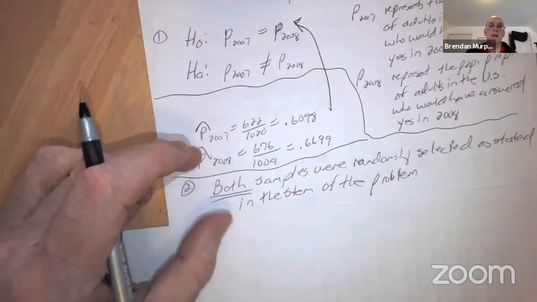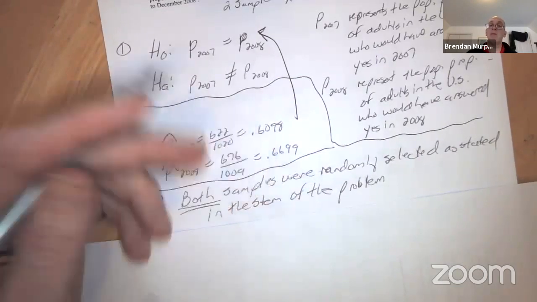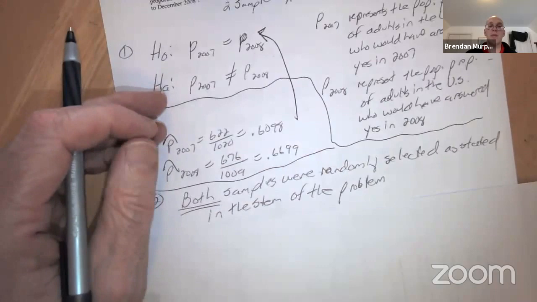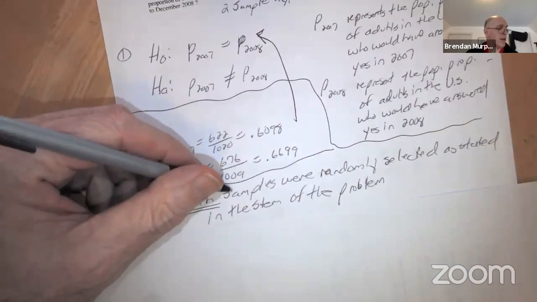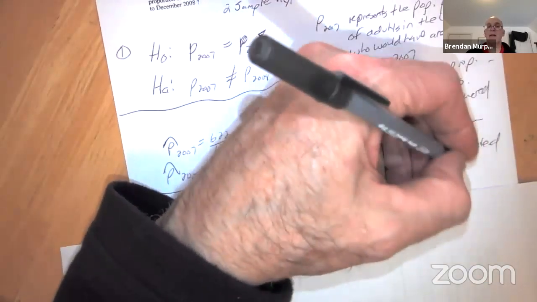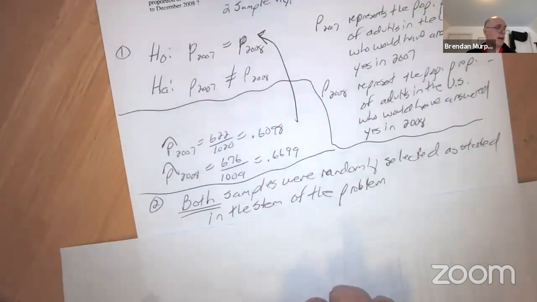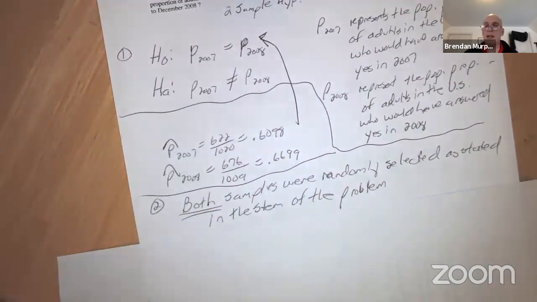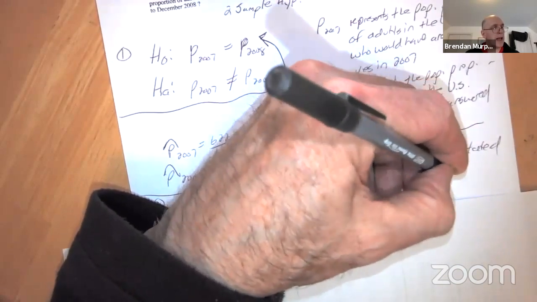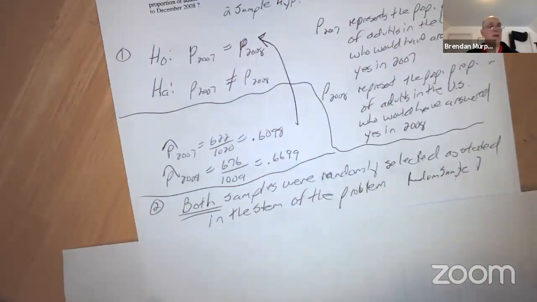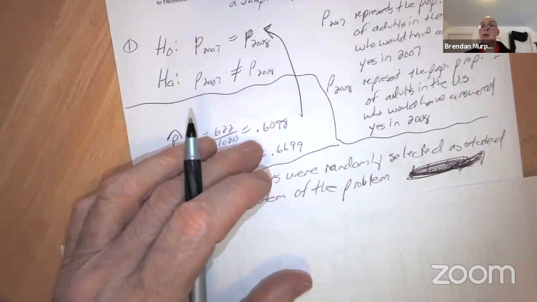Okay, so I need to check some conditions. Both samples were randomly selected, as stated in the stem of the problem. Super important, right? We have two different samples and they both needed to be randomly selected. Students who said here, random sample, check, didn't get full credit. We wanted them to say both samples or something to that effect. If they said samples, that felt like more than one. But if students just said random sample, check, or something like that, that wasn't enough. We really want you to think about these conditions and write or communicate about them well.